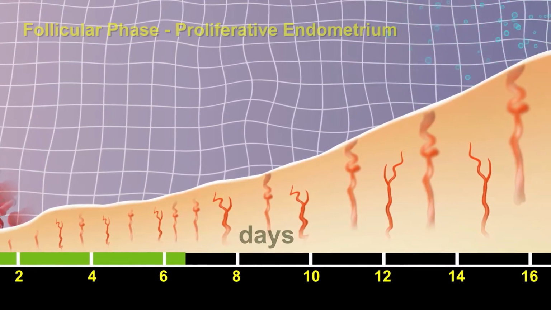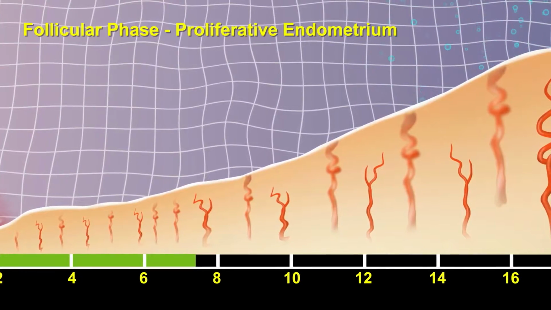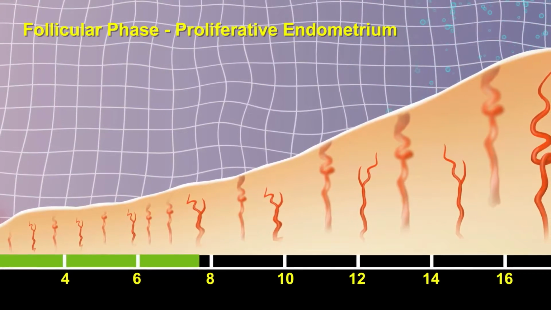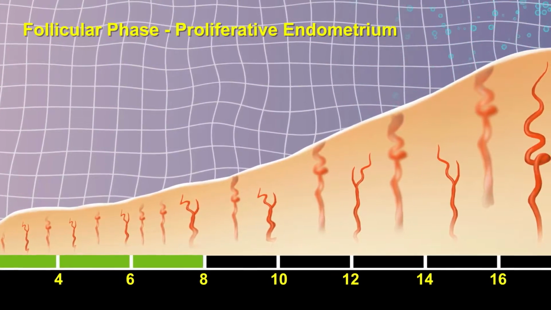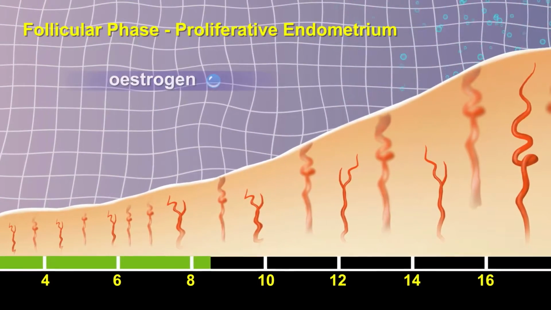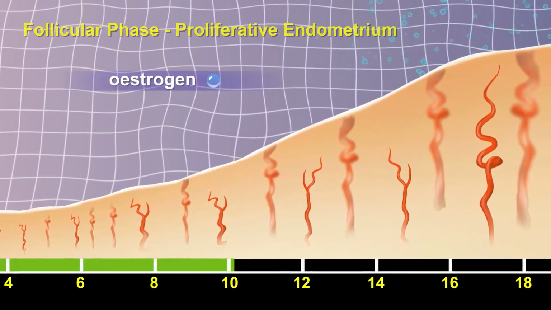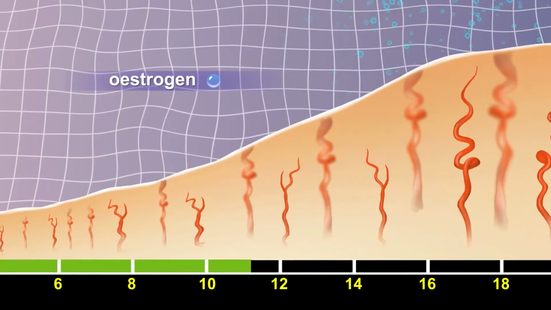Then the next phase we have is the follicular phase. In the follicular phase, the follicle grows to form the Graafian follicle, and during this the follicle will also be releasing a hormone termed as estrogen. Due to the release of estrogen, the endometrium thickens more and more.